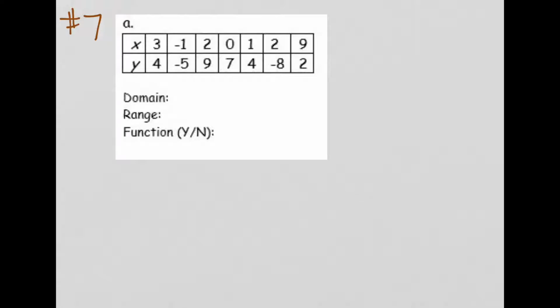Let's do number 7. This is what you're going to have to do on your homework. This is like the back of your homework. So if you're here for help on your homework, this is what you need help with. 7a says, examine the relations. First of all, state the domain, then state the range, then decide if it's a function, yes or no. Okay, the domain. Domain is, in curly brackets, just list all the numbers that you see.